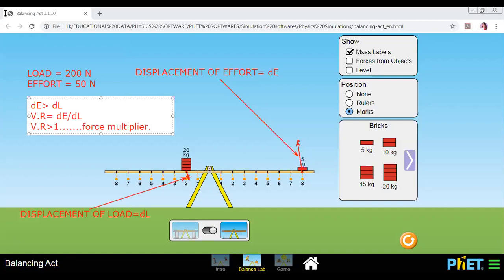So here you can find out that with the help of the velocity ratio as well, we can find out whether my machine is a force multiplier, or a gain in speed, or it is only to change the direction of effort. Please copy this, students.